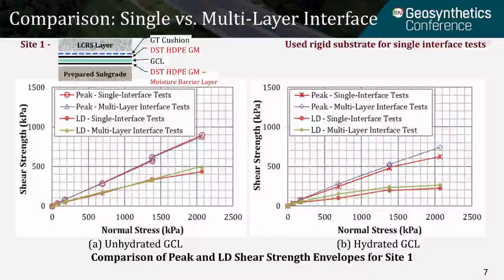For encapsulated GCL, average strengths from unhydrated and hydrated GCL tests need to be used for slope stability. The difference between the two methods were less than 10% for the averages. It should be noted that for this project, steel blocks were used as substrates for single interface tests. For all the other projects being compared, soil substrate was used.